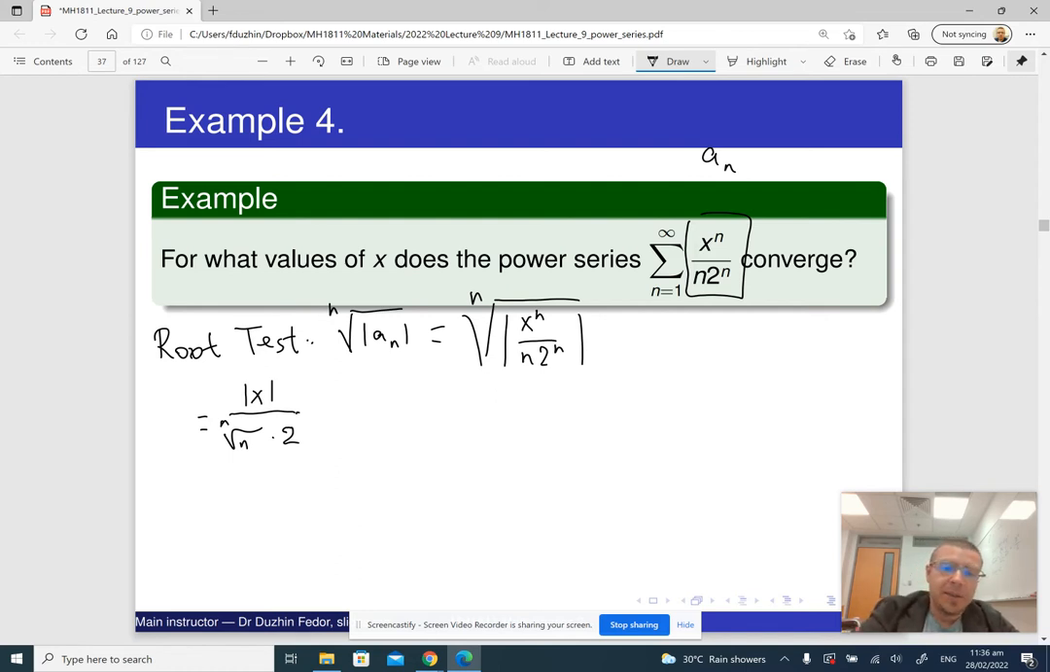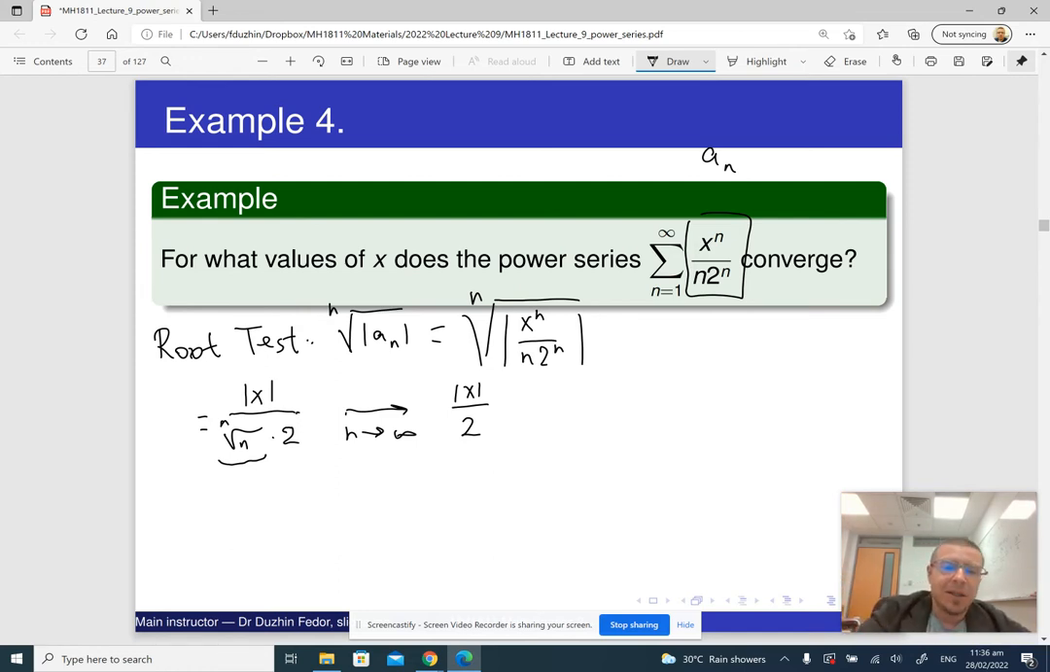Right? And in the root test, we are supposed to find the limit as n goes to infinity. Here n only appears in this expression, and the limit of the nth root of n as n goes to infinity is 1, right? So this is just absolute value of x divided by 2. Remember that in the root test, if the limit is less than 1, then we have convergence. If it is more than 1, we have divergence. And if it is exactly 1, it is inconclusive, right?